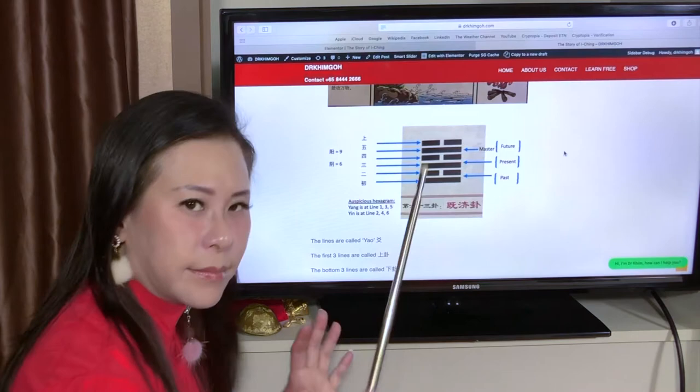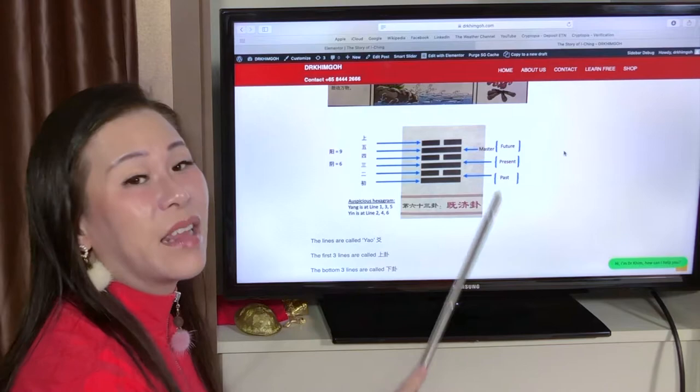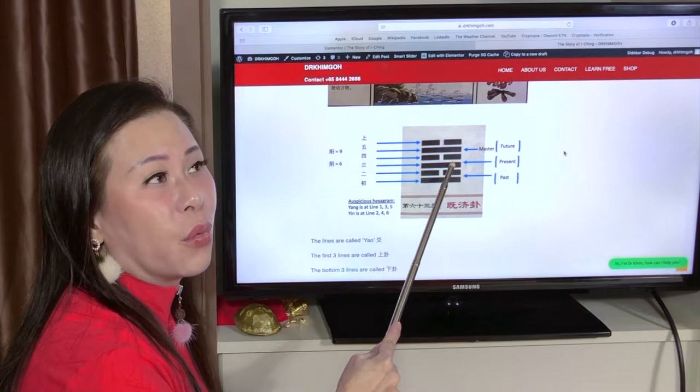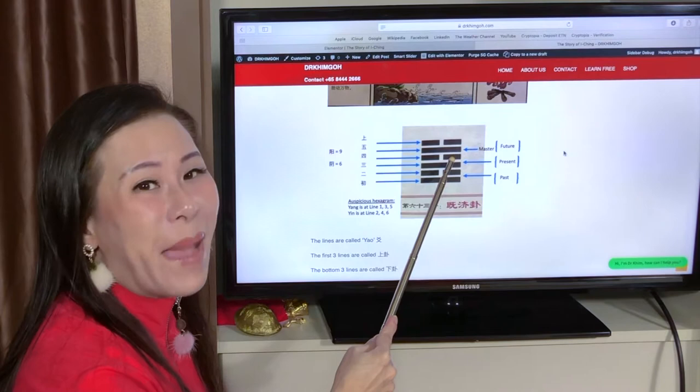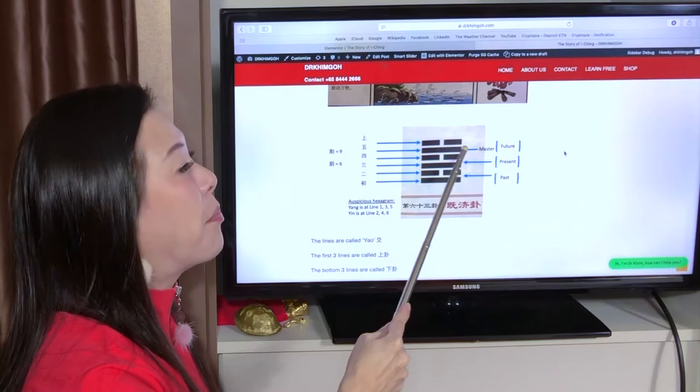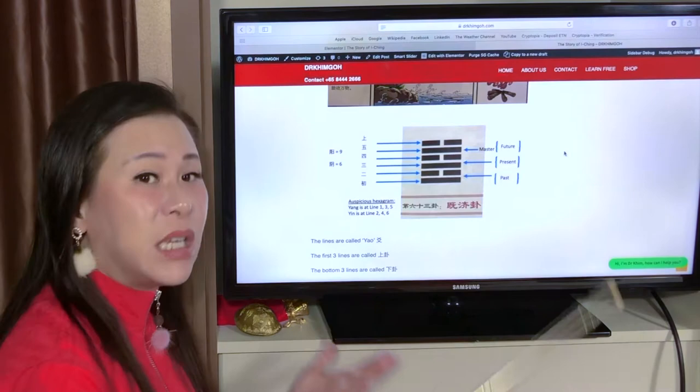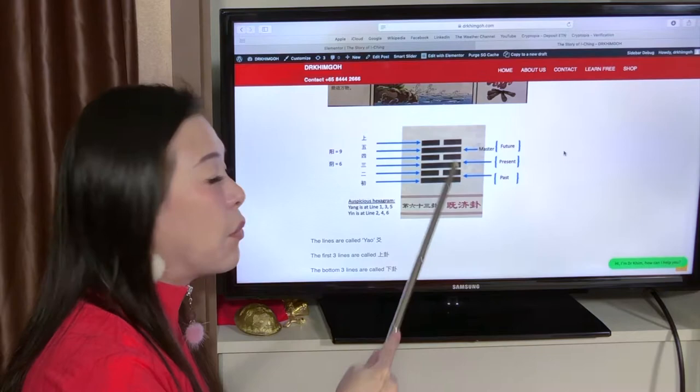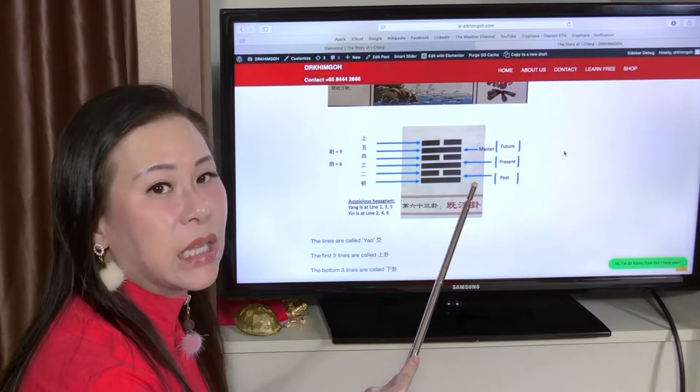Then after primary school, you move on to secondary school. After secondary school, you move on to diploma, then bachelor degree, then the master level. After master level, you'll be like me, doing your PhD. So every line, when you interpret, you must read every line. This line means the beginning, and this one usually means the outcome.